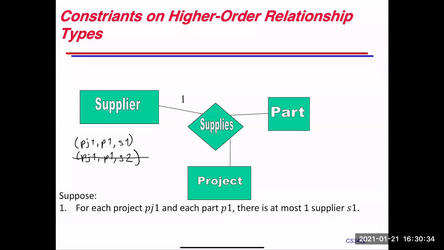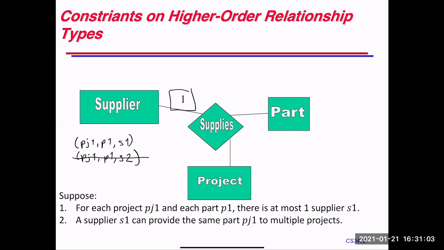Okay, so that's why here we have this 1 up here. So this is the first constraint. And this is actually nothing different than what we did in the binary case, right? Because the only difference was that we didn't have to fix two entities. We just had to fix one entity. Okay, clear so far?